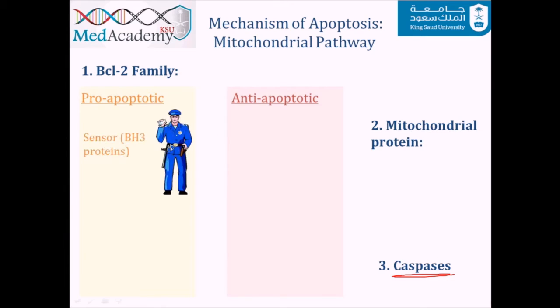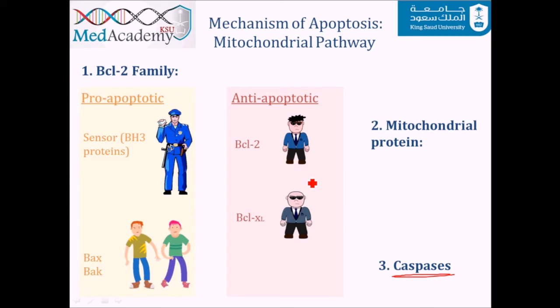Okay, so the pro-apoptotic family contains three brothers. The first one is the sensor. We call it BH3 protein. And then we have two twins. We call them BAX and BAK. The anti-apoptotic part would also have its interactions, and we have actually two of them. The first is BCL2 itself, and the second is BCL-XL.